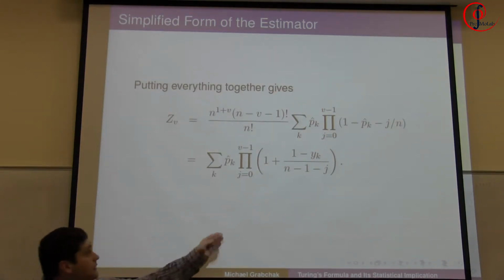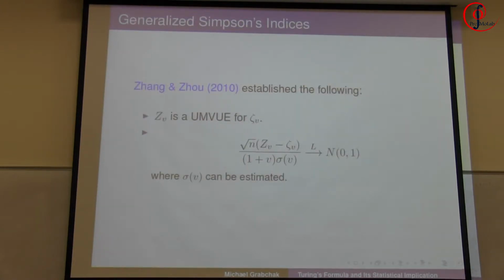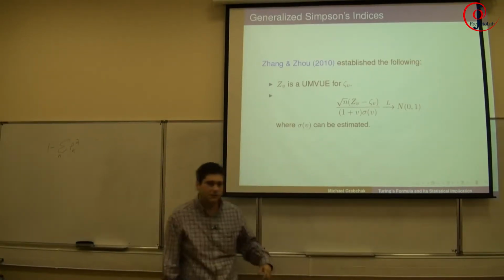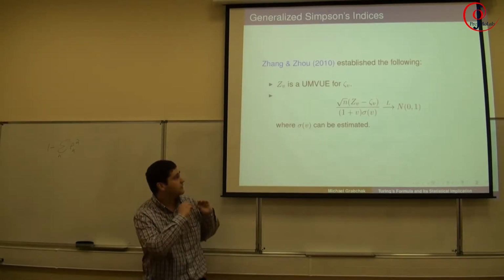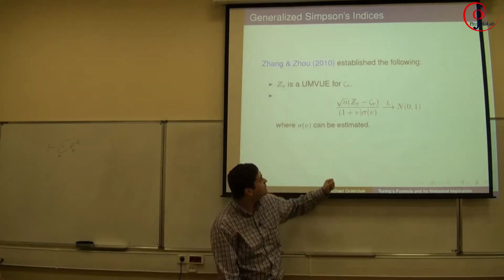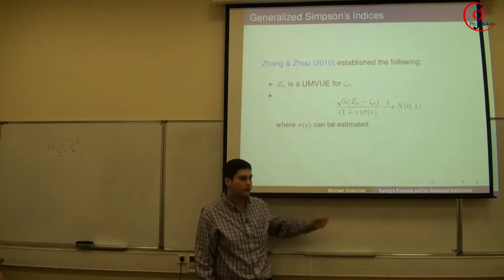So now this gives us an unbiased estimator for zeta v for any v from 1 through n minus 1. And Zhao showed that this estimator is a UMVUE for the Generalized Simpson's index v. And further, they showed asymptotic normality of this form, where sigma of v is a somewhat complicated function, so I didn't write it down here, but it can be written in a simple form, and it can be estimated in a consistent way, so that we still have convergence to a normal.